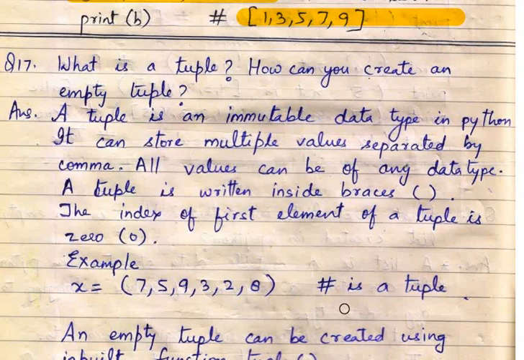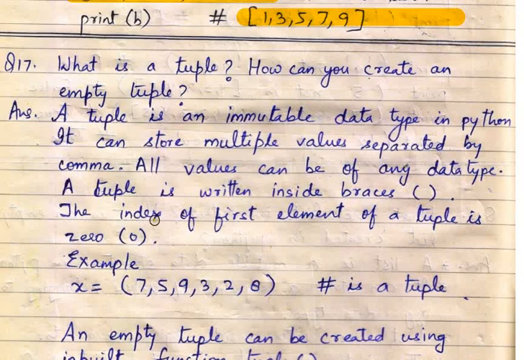So what is a tuple? A tuple is an immutable data type in Python. It can store multiple values separated by commas, the same thing. All values can be of any data type, meaning multiple data types are allowed. It means it is also a heterogeneous data structure. And a tuple is written inside brackets. So these are 4 points that I know. And one more point, which is that the index of the first element of a tuple is 0.